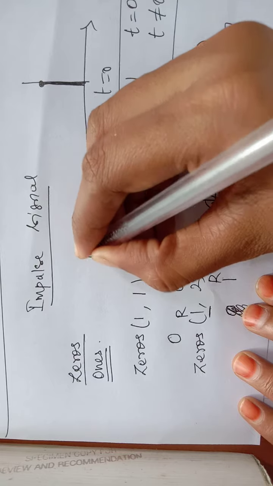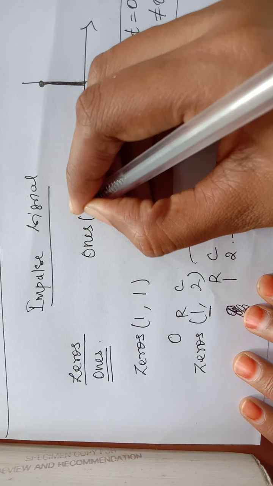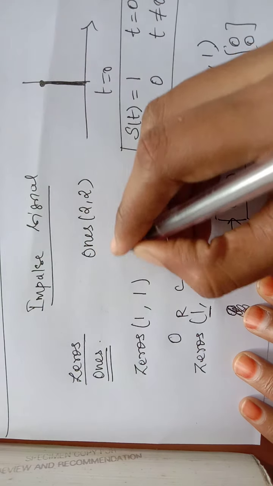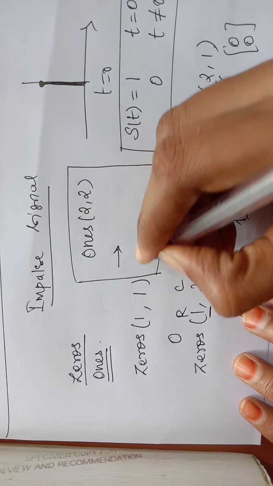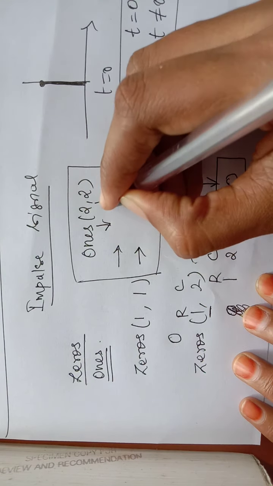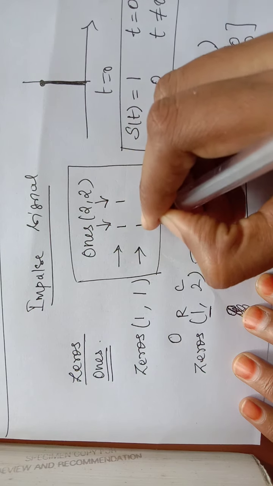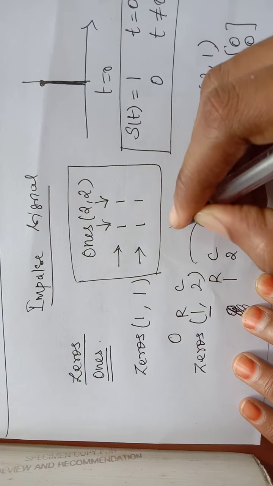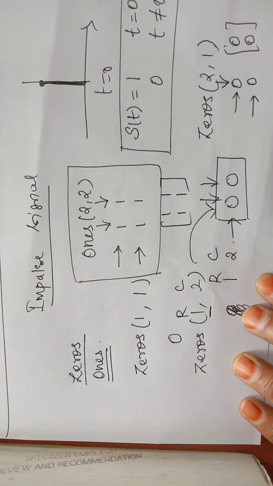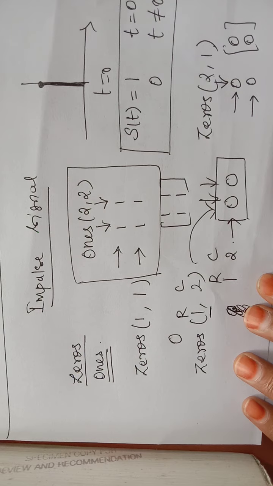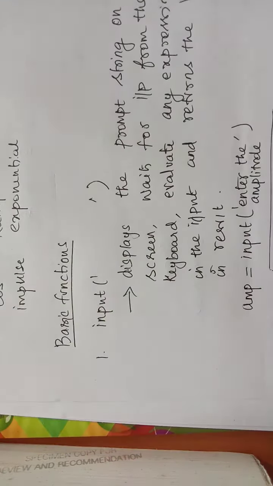So when I use ones of 2 comma 2, what is the meaning of this? Ones of 2 comma 2, you will have 2 rows and 2 columns and you will get 1 comma 1 comma 1 comma 1. Okay, now using this zeros and ones concept, I am going to generate an impulse function.